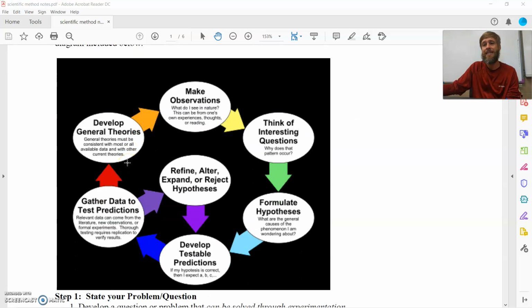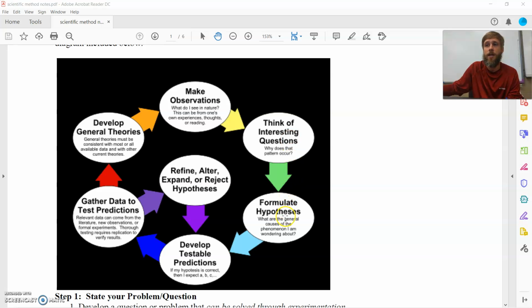The scientific method might be illustrated better by this diagram. So, this is not a line. This is not linear. This is circular. So, we can start here, making observations. However, if you're working to help further a theory that already exists, maybe this is where you start. And then you move to making observations. What do I see in nature? This can be from one's own experiences, thoughts, or reading. Thinking of interesting questions. Why does this pattern occur?